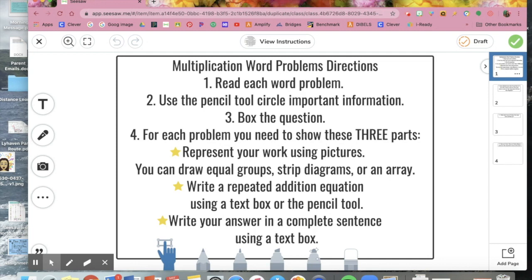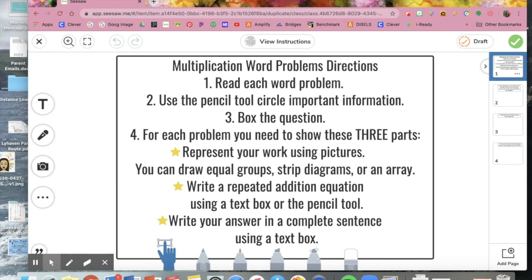For each problem, you need to show these 3 parts. You need to represent your work using pictures. You can draw equal groups, strip diagrams, or an array, just like I showed you, okay? So you don't have to use all 3 like I did. You can just choose the one that works for you. That's why it's called a strategy. So you can use equal groups, you can use a strip diagram, or you can use an array, okay?